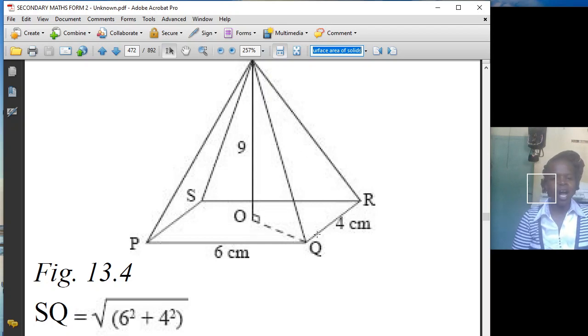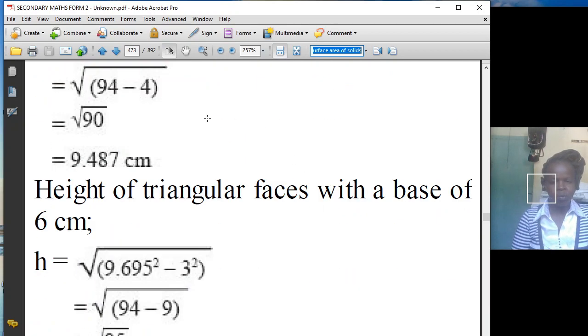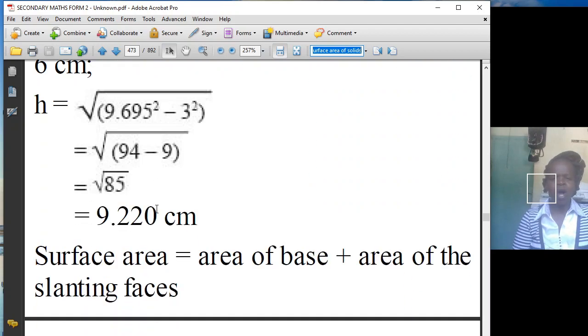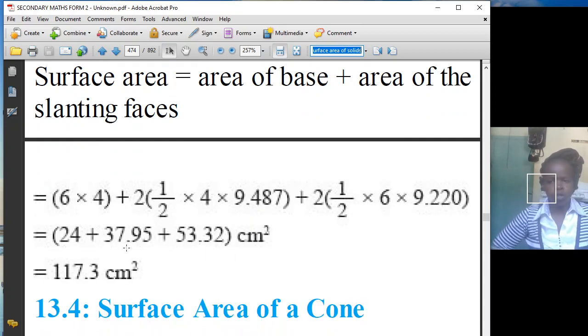So it will be a half times 4 times the height that you will have obtained there, which is this one. We had obtained 9.487. And the other one will be a half times 6 times 9.220. And there are two faces, times 2. So this is what is done here.